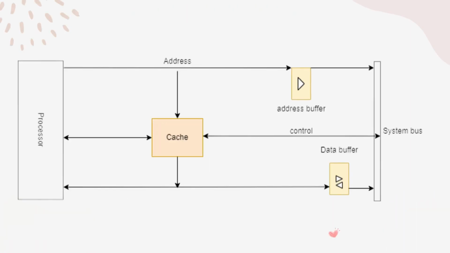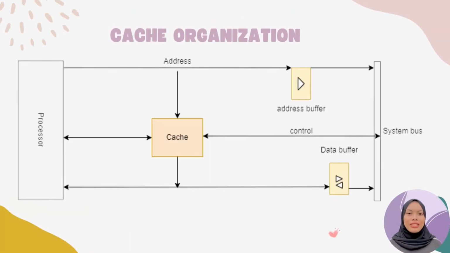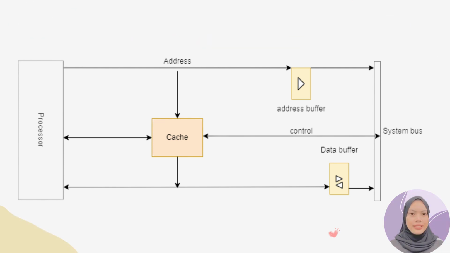I will explain about cache organization. Cache organization has a processor, cache, address buffer, data buffer, and system bus. All these are connected to each other. As we can see, the cache connects to the processor with data control and data address. Data address will connect to the address buffer, and the address buffer will connect to the system bus. And the system bus will connect to the data buffer, which will send the data to the processor.